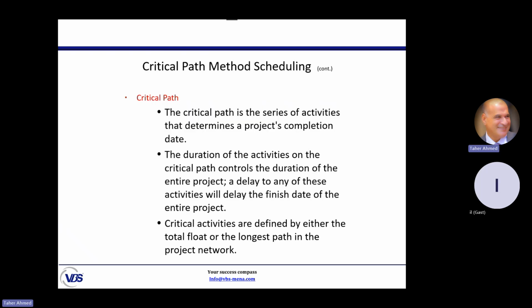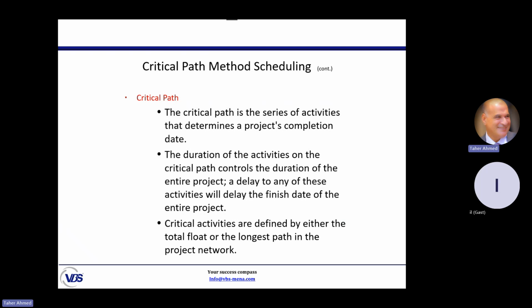The critical path method will generate something called the critical path. What is the critical path? It is a series of activities that determine the project completion date. Of course, this series of activities must start from the first activity to the last activity. There is no critical path in the middle of the project. Let's say we have 5,000 activities and our critical path starts from activity 500. That is a wrong critical path. The critical path must start from the first activity to the last activity, to determine the completion of the project.